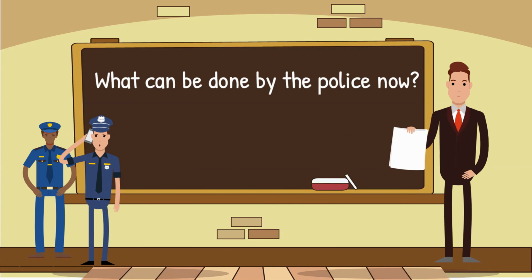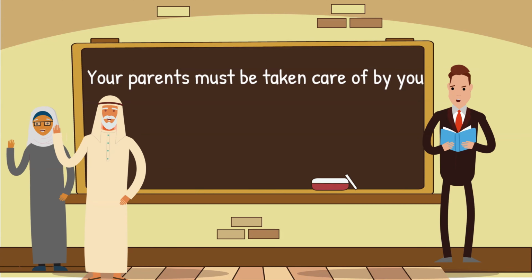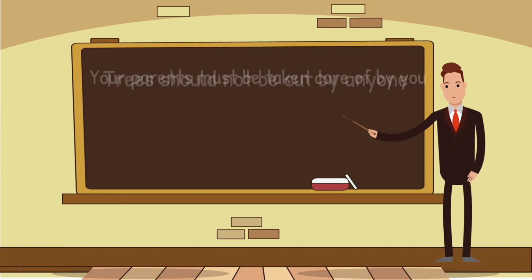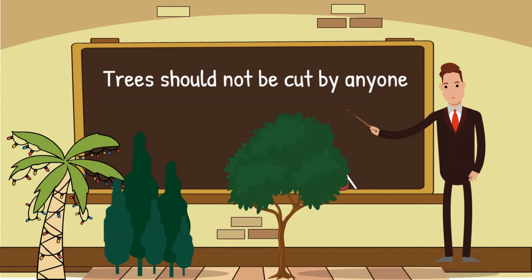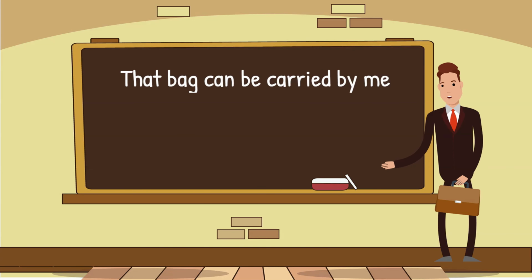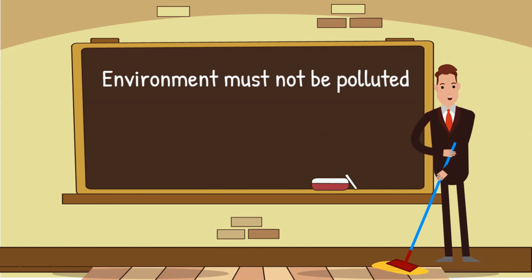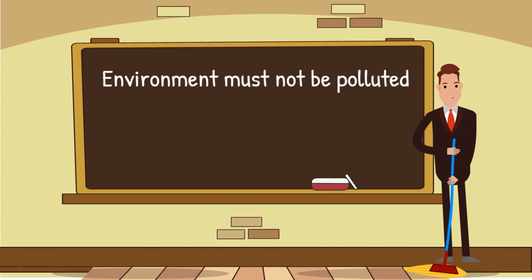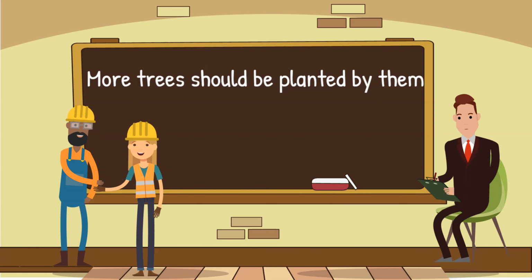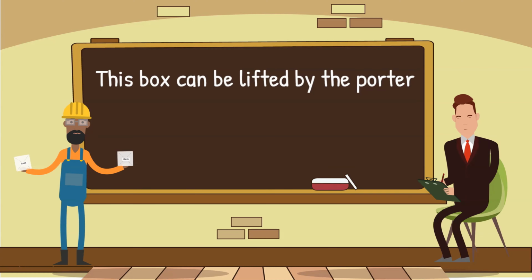What can be done by the police now? Your parents must be taken care of by you. Trees should not be cut by anyone. That bag can be carried by me. Environment must not be polluted. More trees should be planted by them. This box can be lifted by the porter.